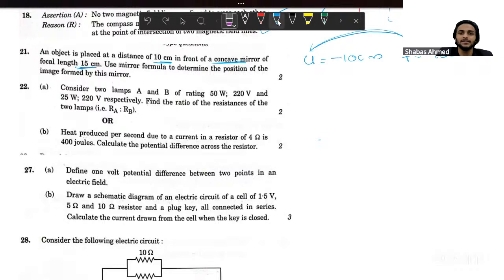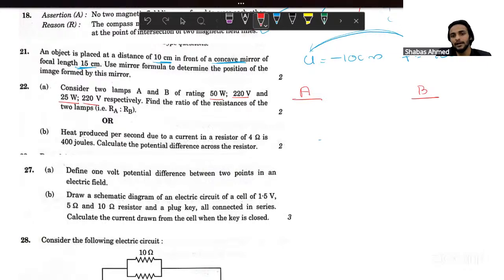Next one, consider two lamps A and B having the rating 50 watts, 220 volt and 25 watt, 220 volt respectively. Yeah, this is a tough question paper, I agree that. Find the ratio of resistances RA by RB. So for the wire A and for the wire B.